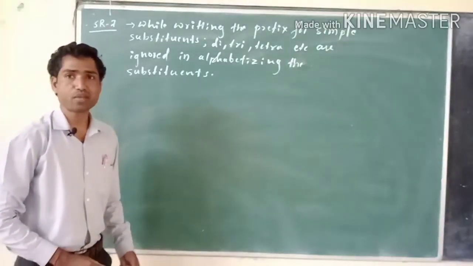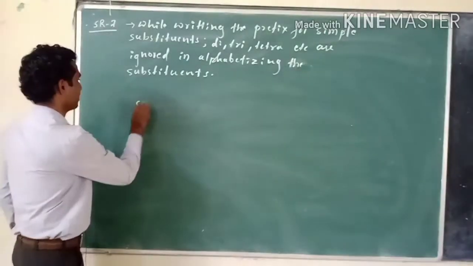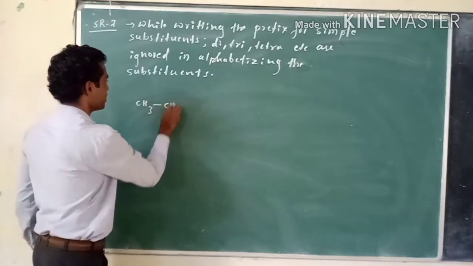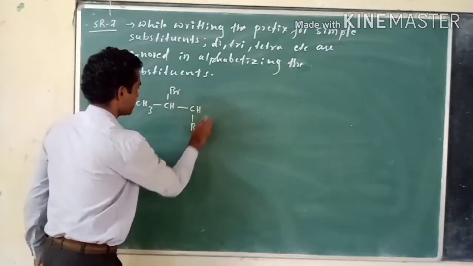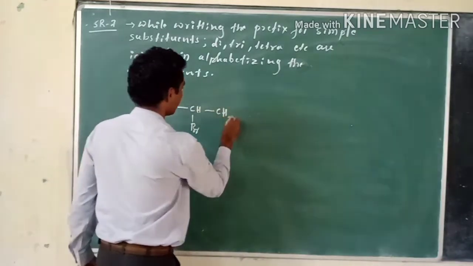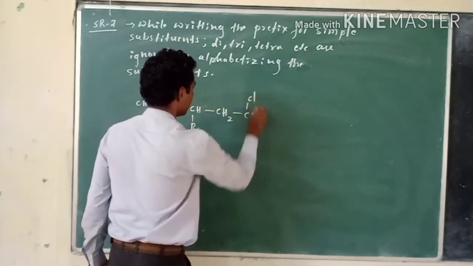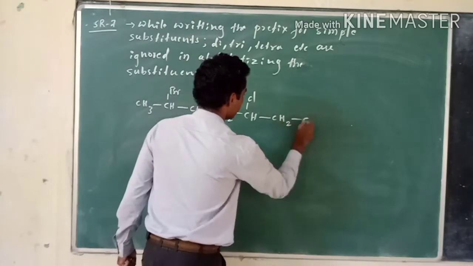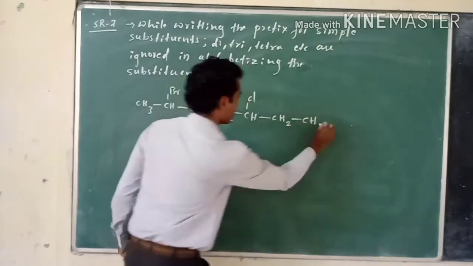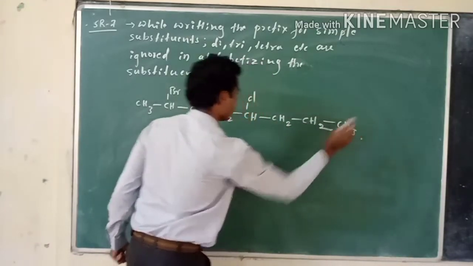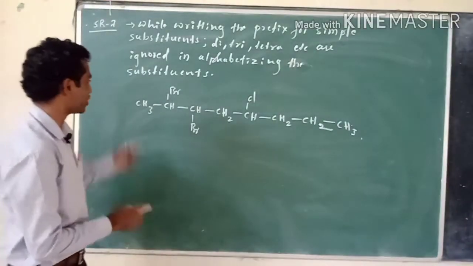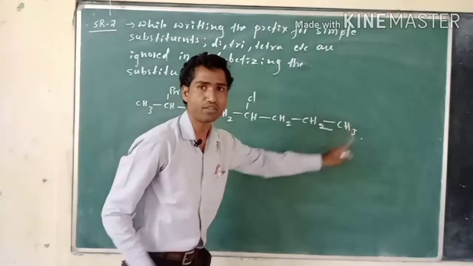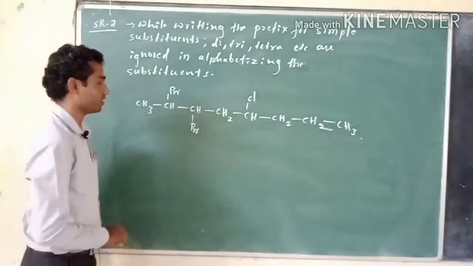Let us take one more example to understand this rule. CH3, CHBr, CHBr, CH2, CHCl, CH2, CH2, CH3. Let us take this molecule. So the first rule is to identify the longest carbon chain. The straight chain is the longest carbon chain. It has the maximum number of carbons in the chain.